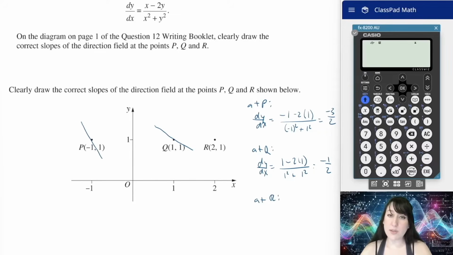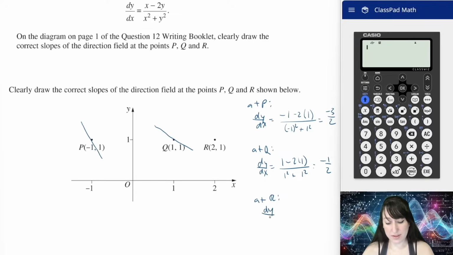At R, x is 2 and y is 1. So dy/dx would be x, 2, minus 2 times y, which is 1, over 2 squared plus 1 squared. So we'd have a horizontal slope.